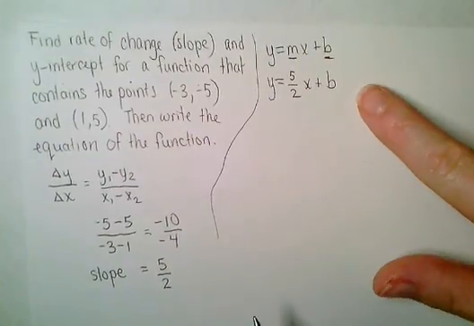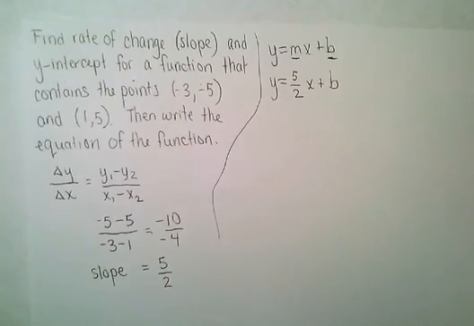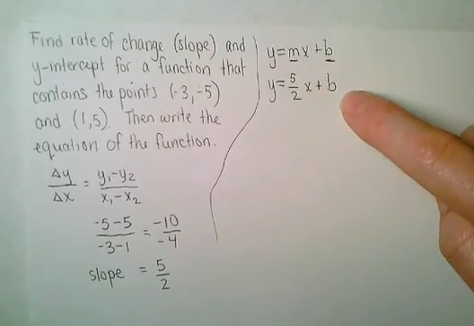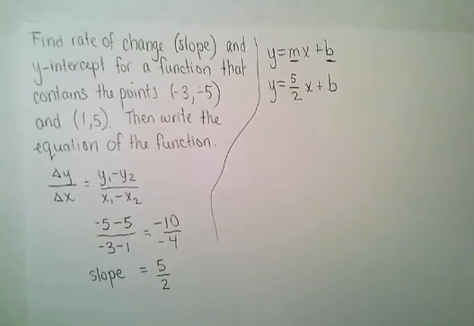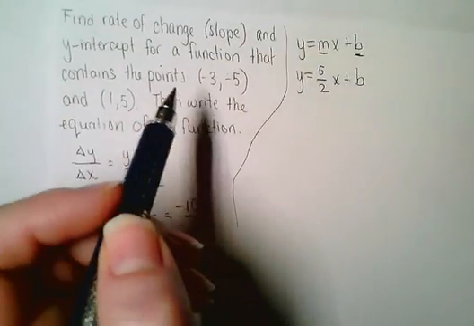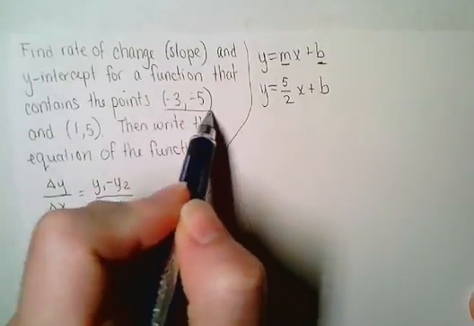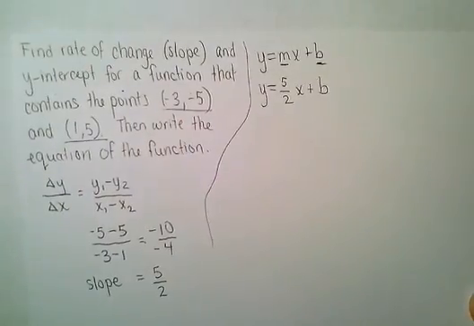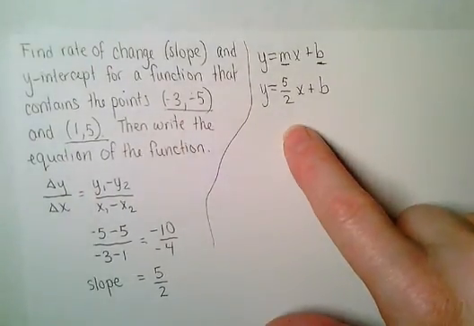So as you can see, I'm almost there. The only problem is I don't know what b is. I don't know what the y-intercept is. And so what I'm going to do is pick one of these points. It doesn't matter which point. I can pick this point or I can pick that point, and I can substitute it into this equation.